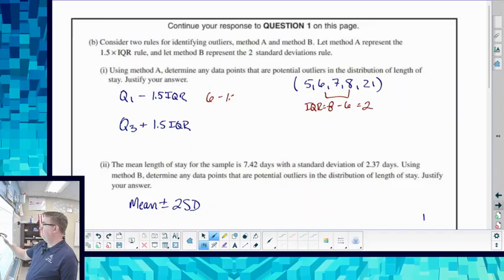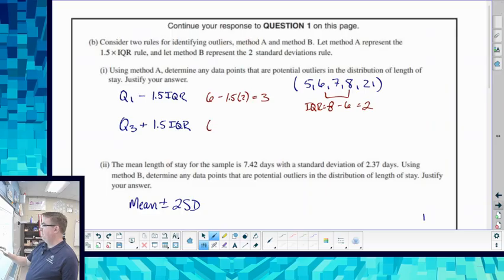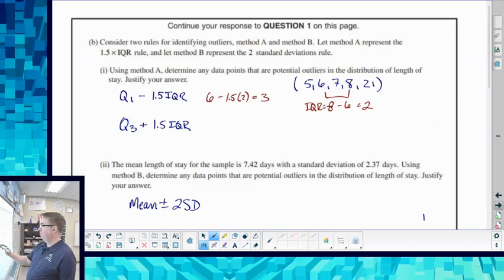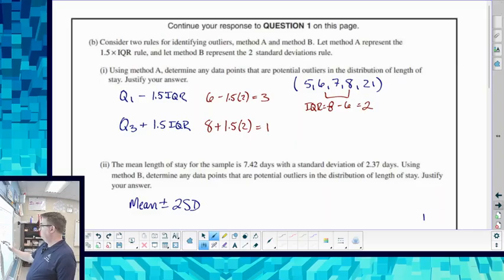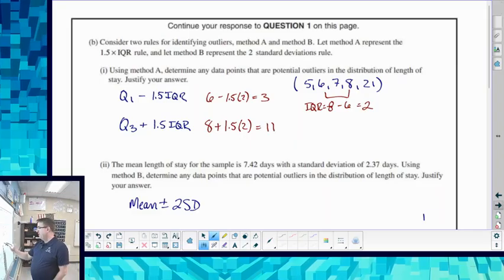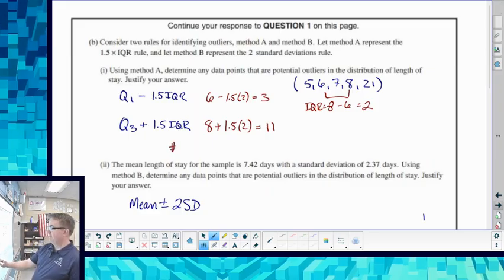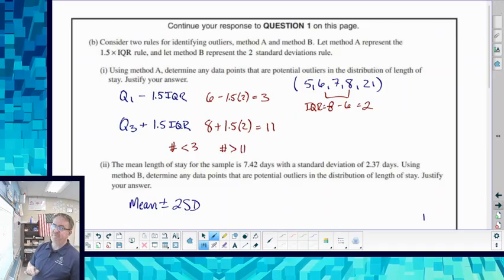So 1.5 times 2, the bottom is going to be 3, and then the top, it's not 6, Mr. Hayes, it's 8, you silly. Plus 1.5 times 2, which is again 3, and that's going to be bigger. So that's going to be 11. Let's just double check this. So we want numbers less than 3 and numbers bigger than 11.